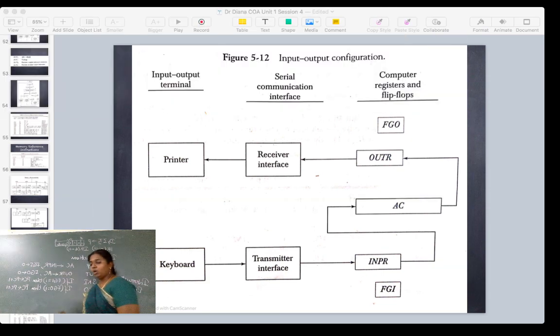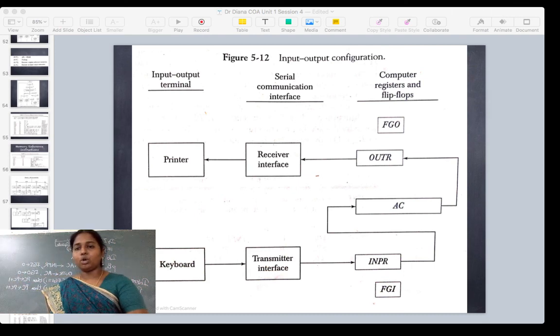It means I am going to enable the interrupt by using another flip-flop, which is IEN. The IEN is called the interrupt enable flip-flop. Its value is going to be set to 1 if I execute ION. And we have another instruction PB6, IOF, which means interrupt enable off. Interrupt enable off means the interrupt enable flag IEN, its value is reset to 0. So these are the input output instructions in my basic computer.